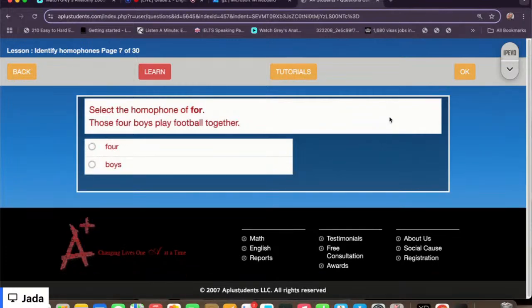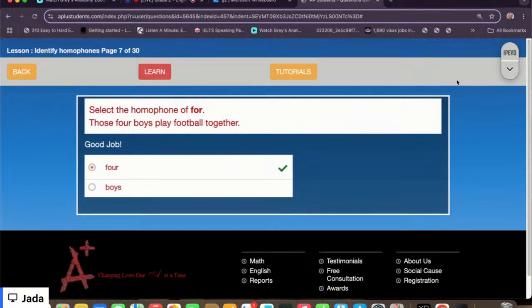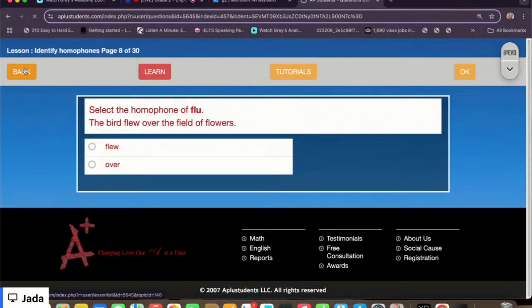So we also have select the homophone of four. Those four boys play football together. So four and four, four as in number four and four different. Okay, so that's it for homophones.